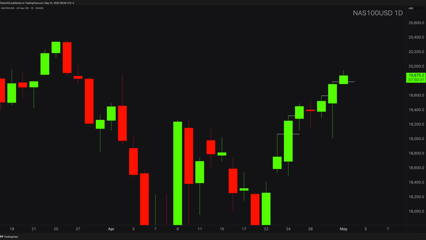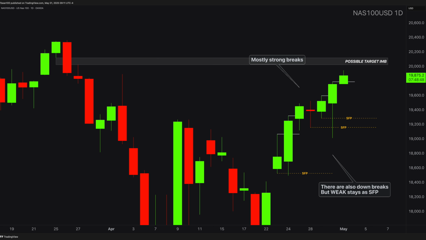How about the daily chart? Please observe the most breaks on the upper side. As you can see, strong breaks most of the time. But look at the downside breaks. All rejected and became swing failure patterns. So what does this tell me? Every drop is rejected by buyers, and sellers cannot dominate the buyers. Buyers simply absorb every single drop, as you can notice. Basically, my bias is bullish.